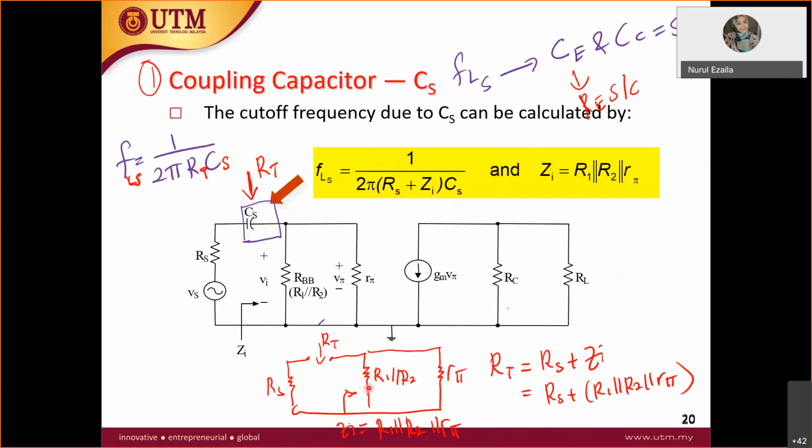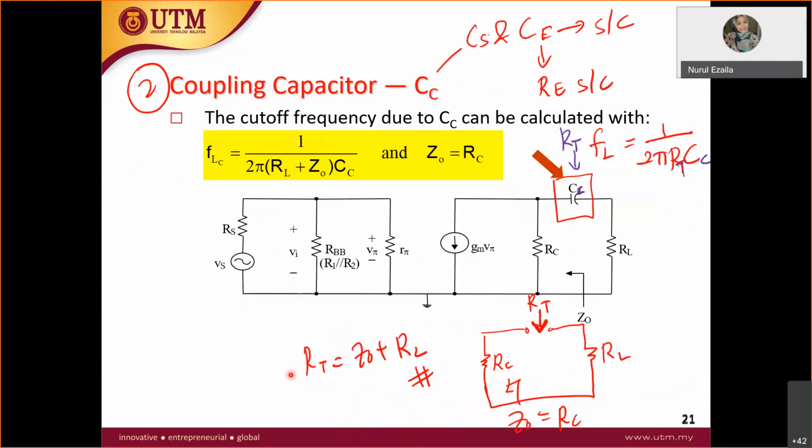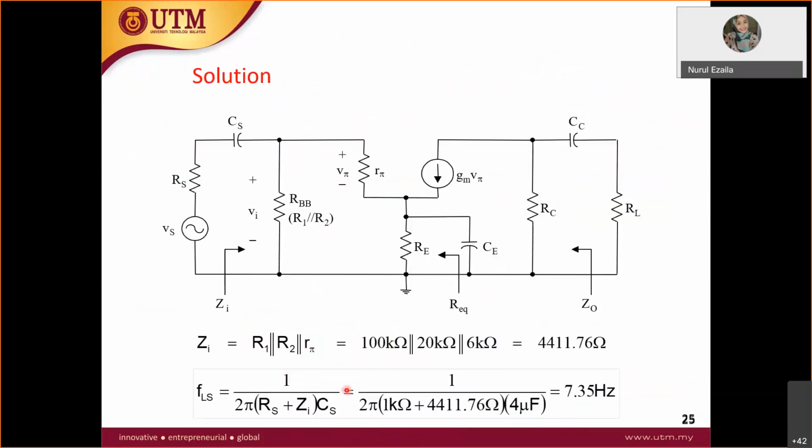R equivalent is equal to R1 parallel with R2 parallel with Z in plus RS. As you can see from here, it is equal to R1 parallel with R2 parallel with the Z in, plus RS over here. And then you will get 1 over 2 pi and so on, and you get the value 7.35 hertz. For those who have tried, is this calculation correct? I also have tried, and these are correct.